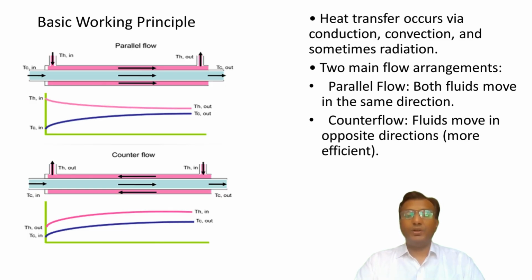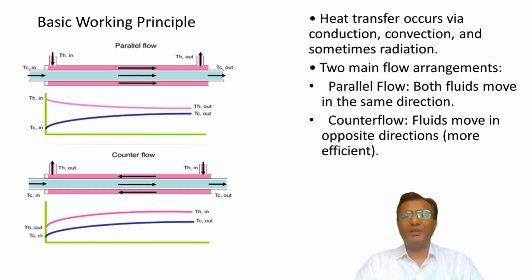The working principle of heat exchangers involves transferring heat from a hot fluid to a colder one through conduction, convection, and sometimes radiation. Conduction occurs through the solid walls separating the fluids, while convection drives heat transfer within each fluid. The two primary flow arrangements are used. One is parallel flow, where both fluids move in the same direction, and the other is counterflow, where fluids move in opposite directions. Counterflow is generally more efficient because it maintains a larger temperature difference across the exchanger, enhancing the heat transfer.